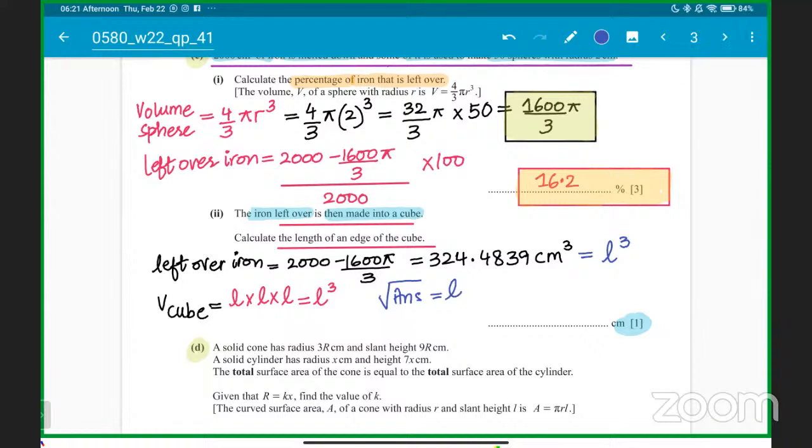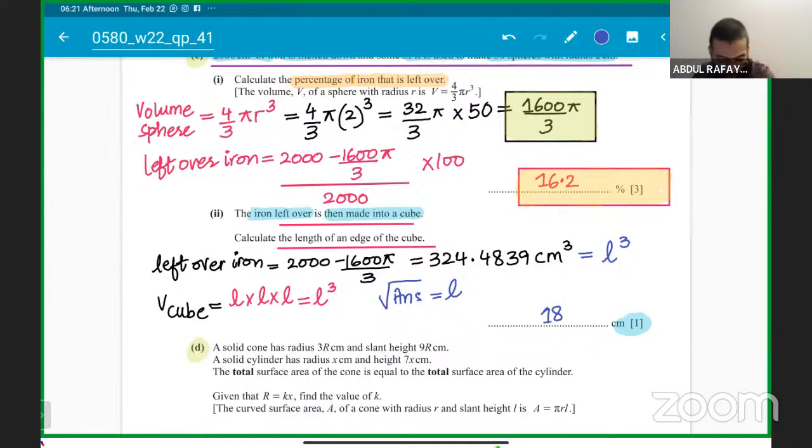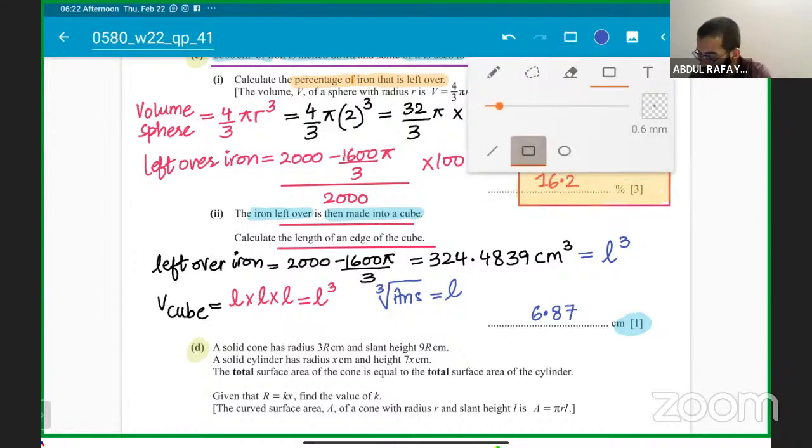Guys following? Yes, sir. So it is coming something like 18 units, okay? 18 centimeters is coming the length of the, sorry, not 18. I think I've made a calculation mistake. 324.4839, it is coming 6.8, okay? The cube root of 324.4839 will be 6.87. So you can write it to three significant figures. One decimal place, let's keep it at 6.87, okay?